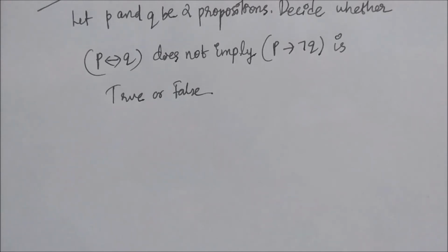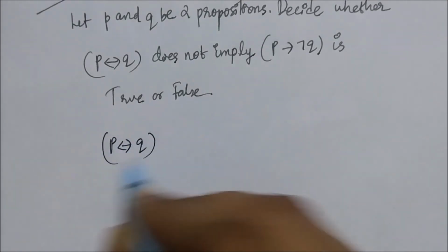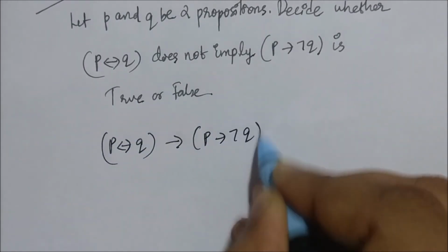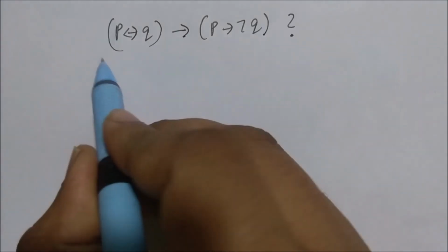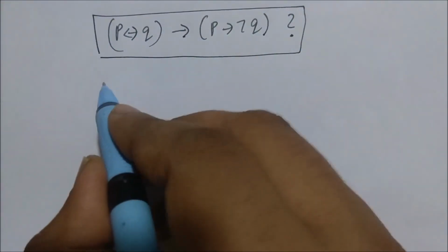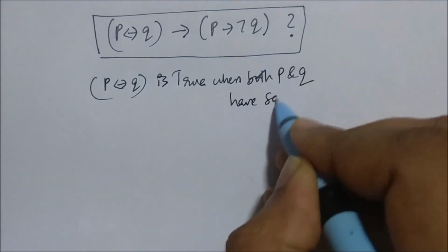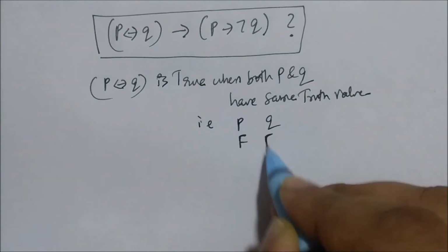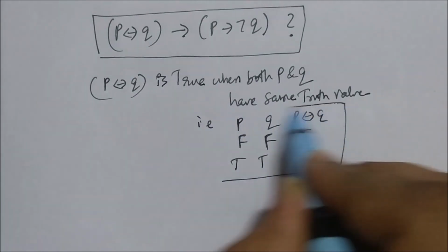Okay, so for that, let's consider the implies statement: P if and only if Q implies P implies not Q. Let's see whether that statement is true or false. P if and only if Q is true when both P and Q have the same truth value. That is, when P is false and Q is false, P if and only if Q is true. Or when P is true and Q is true, then P if and only if Q is true.